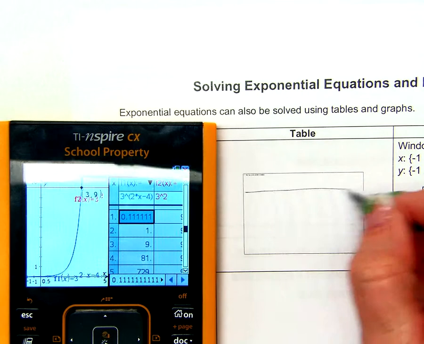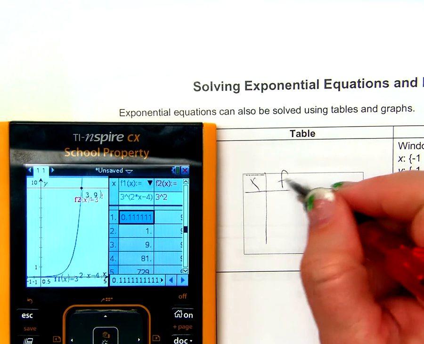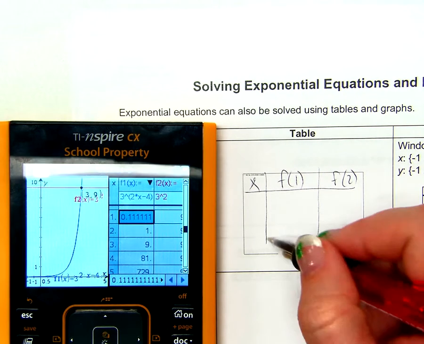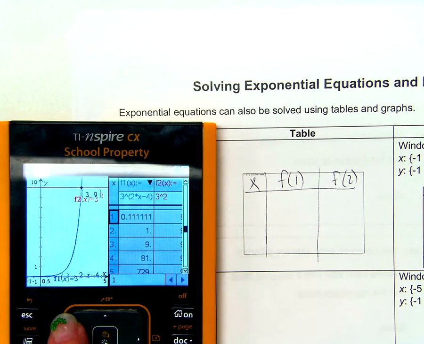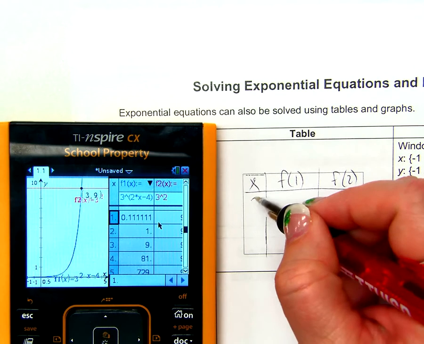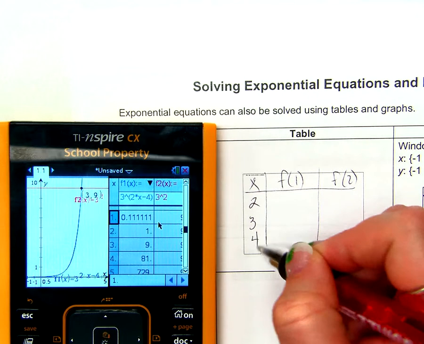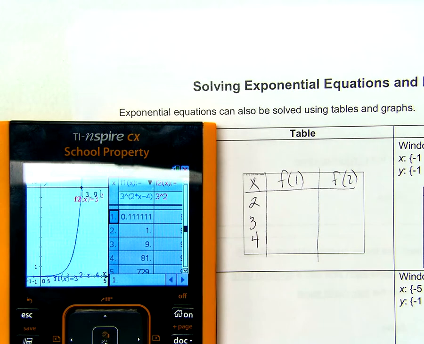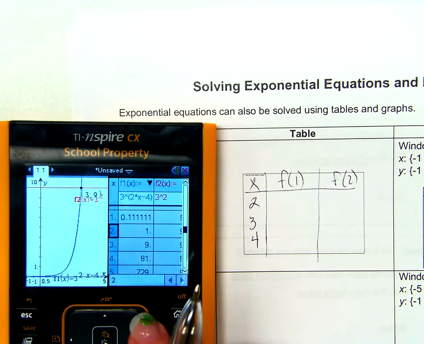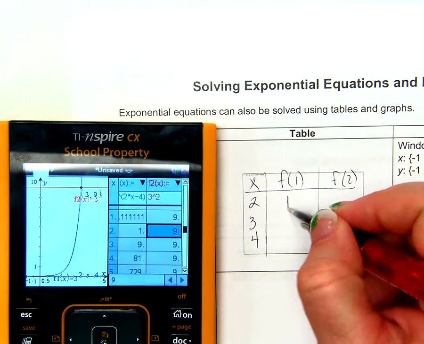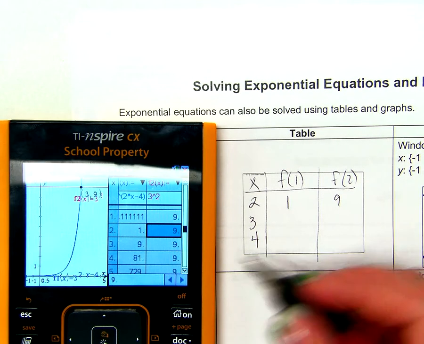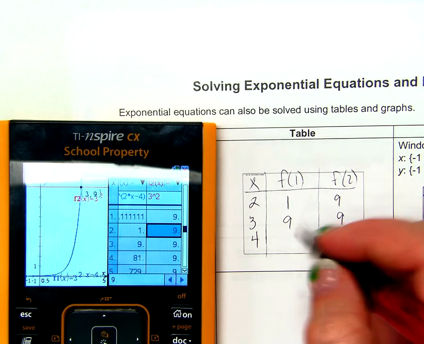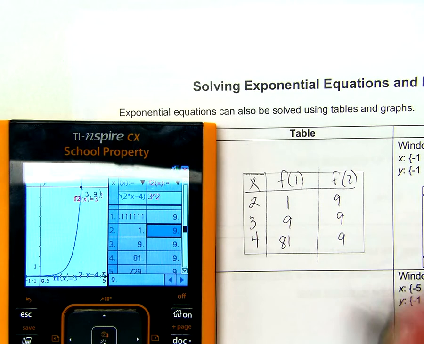But I know right now I got X and F1 and F2. Those are the two that I used, right? And I know my solution's at 3, 9, so I want to know 2, 3, and 4. I want to see my intersection, and I want to see a point on either side of it. So when X is 2, Y is 1 and 9. When X is 3, Y is 9 and 9. And when X is 4, Y is 81 and 9.